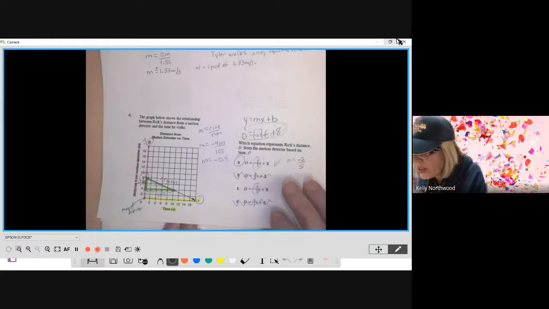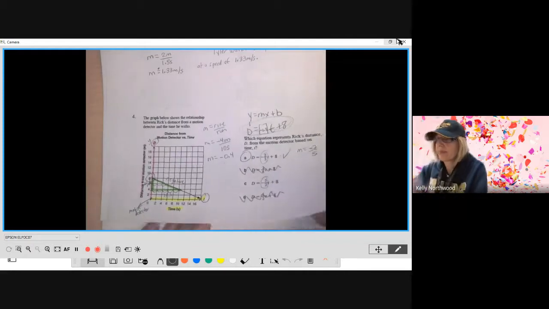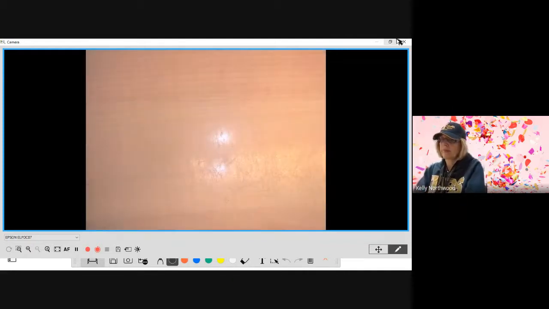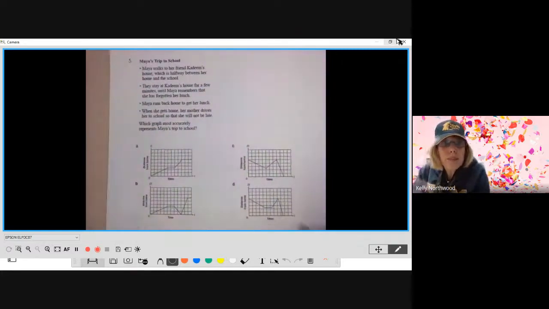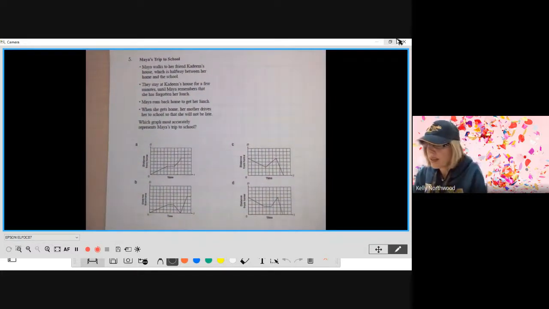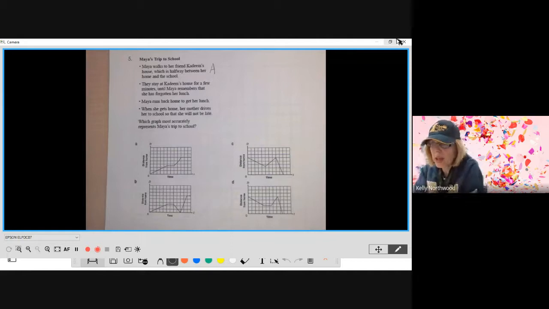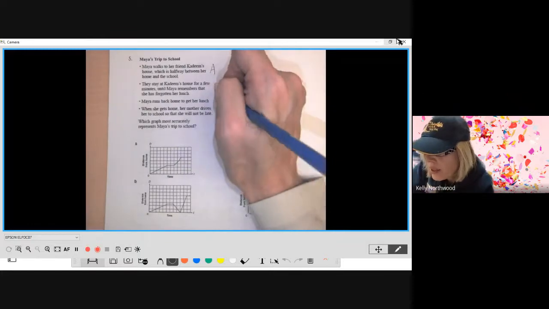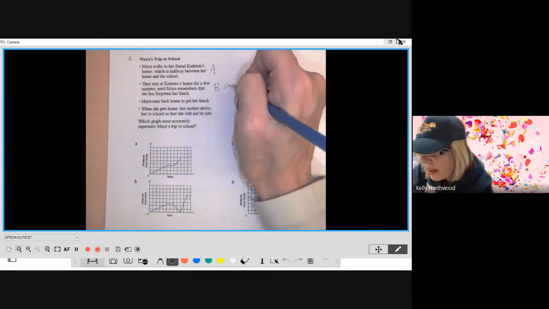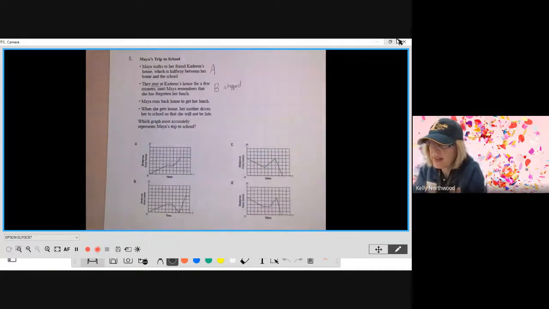All right, our last question. Maya's trip to school. Maya walks to her friend Kadim's house, which is halfway between her home and the school. So I'm feeling like this is going to be part A of the graph. They stay at Kadim's house for a few minutes until Maya remembers that she's forgotten her lunch. So this is part B, and she stopped there because it says she stays at Kadim's house.